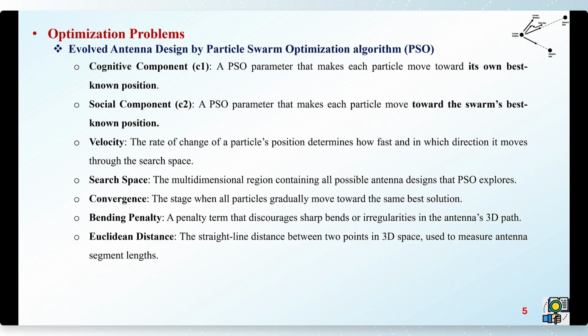Convergence, the stage where all particles gradually move toward the same best solution. Bending penalty, a penalty term that discourages sharp bends or irregularities in the antenna's 3D path. Euclidean distance, the straight line distance between two points in 3D space, used to measure antenna segment length.